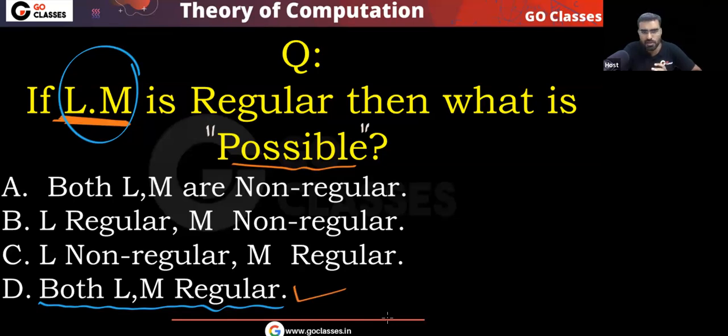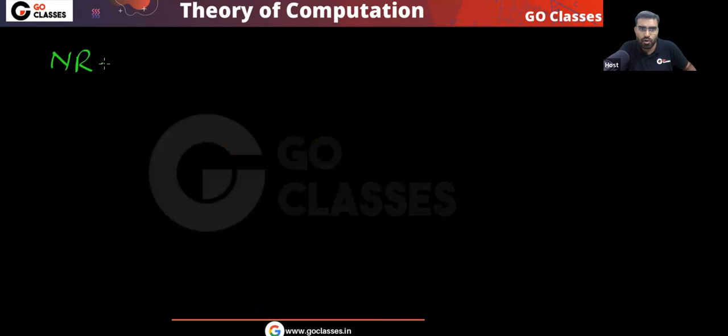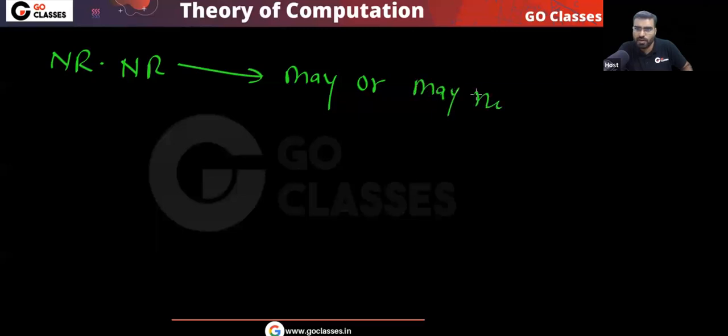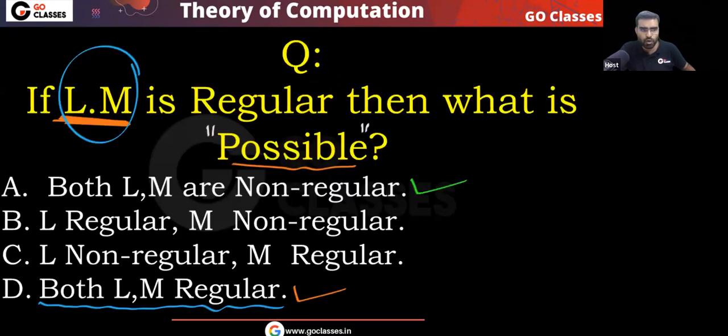Is it possible that both are non-regular? Both L and M are non-regular. Yes, this is also possible. We have seen, if you remember, I told you non-regular dot non-regular may or may not be regular. This we have already seen. So this is possible.